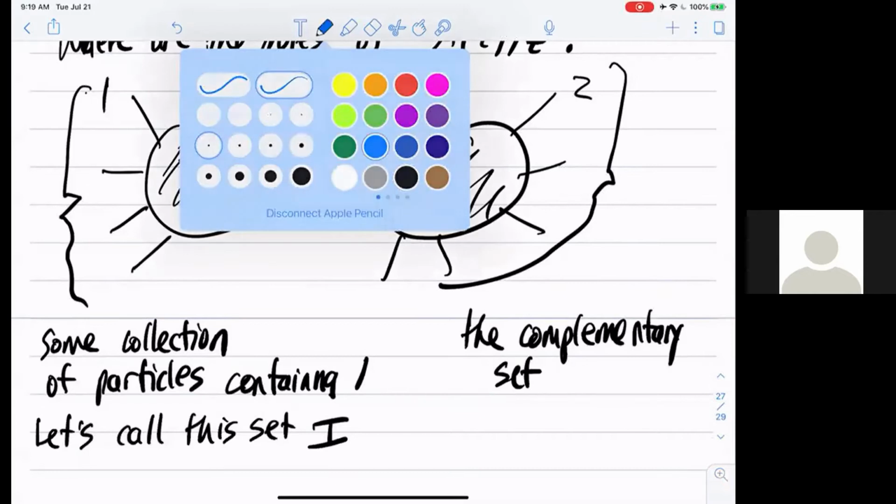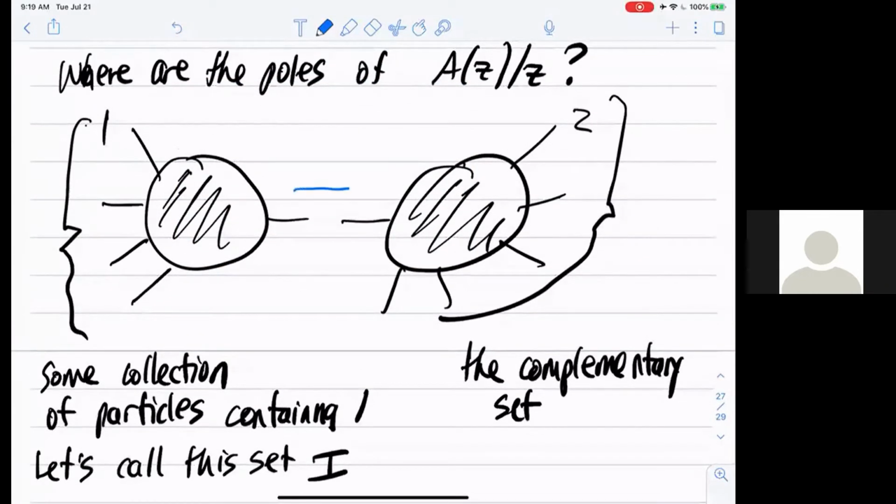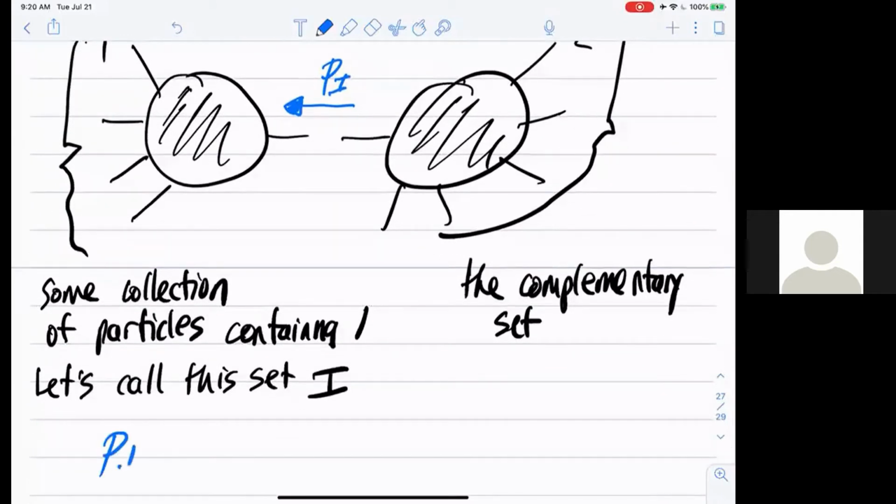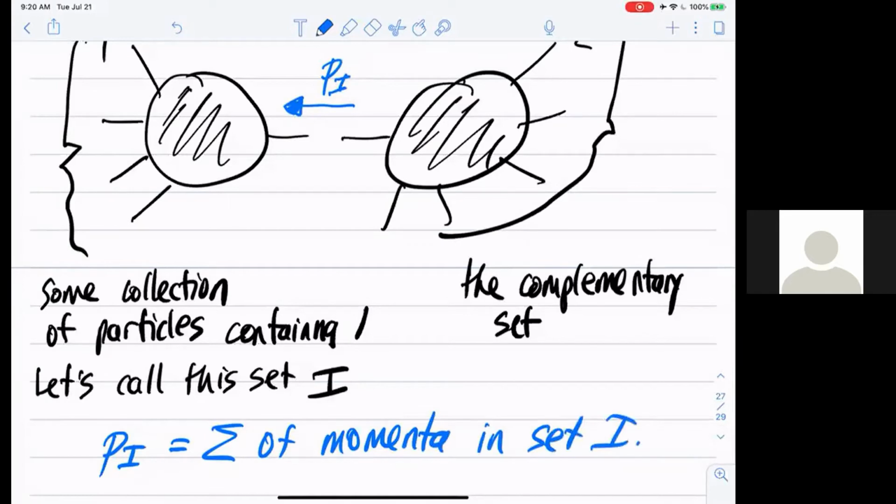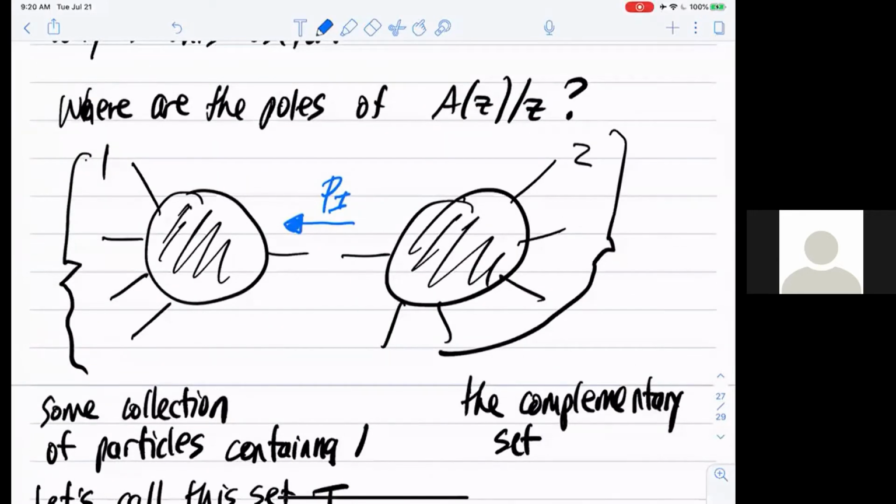And then the total momentum flowing in the loop here, P_I, is going to be the sum of momenta in set I. Okay, so just by momentum conservation, I happen to be choosing the convention where all my momenta are outgoing. So by momentum conservation, the momentum that's flowing through this internal line here has P_I.